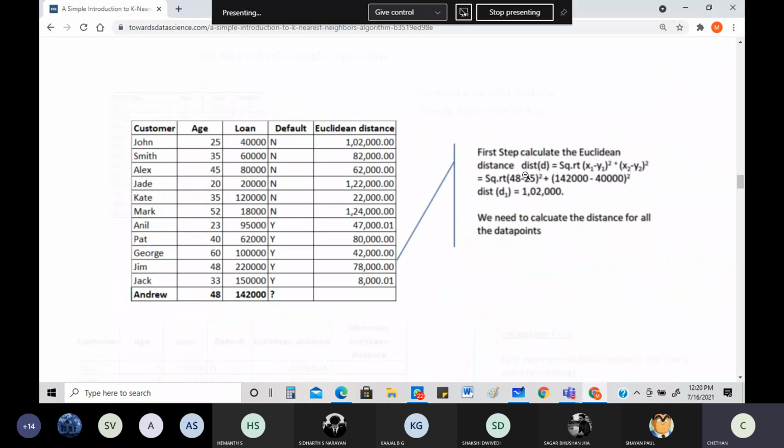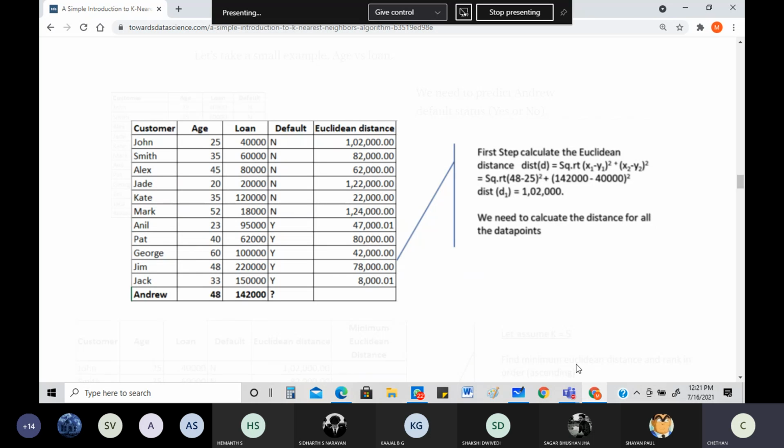Now, first step, calculate the Euclidean distance, square root of (x1 minus y1) squared plus (x2 minus y2) squared. What is x here? Age and loan. Why are we taking age and loan? Because they are the numerical values. Based on that only you can say whether they default or not. You can't say it by the name aspect of it. Just by the name, can you say whether a person is a defaulter or not? No. So we need to calculate the distance for all the data points. We have done it.